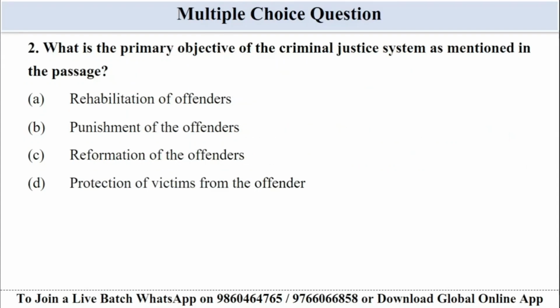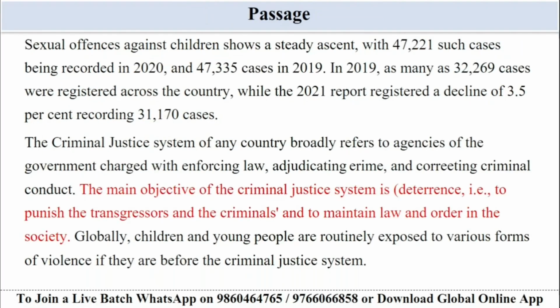Now the question is, what is the primary objective of the criminal justice system as mentioned in the passage? We have options here: rehabilitation of offenders, punishment of offenders, reformation of the offenders, protection of the victims from offenders. So guys, the keywords are primary objective and criminal justice system. We have to look for these words in the passage. So the passage says the main objective of a criminal justice system is deterrence, that is to punish the transgressor and criminals and to maintain law and order in the society.